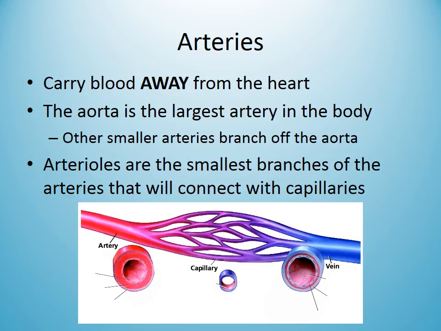This picture is showing you the differences between all three vessels. Arteries carry blood away from the heart, and the aorta is the largest artery in the body. Other smaller arteries branch off of the aorta, and these are called arterioles, the smallest of the branches of the arteries, and these are the ones that will connect with the capillaries. So if you're looking at this picture, this would be an artery, and this would be the arterioles connecting with these capillaries here.